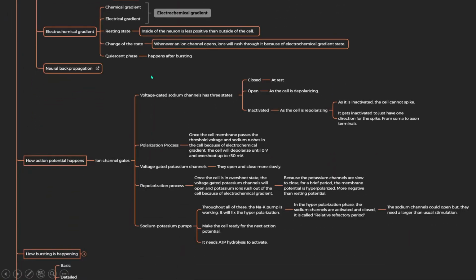We have some more definitions here. These ions were flowing in and out because of the electrochemical gradient. It's just beautifully explained in that Harvard extension school video. Just watch that, it's a really cool one. And the one thing that none of them talk about, both Crash Course and that Harvard video, is neural back propagation. It's a really cool feature that the neuron has.